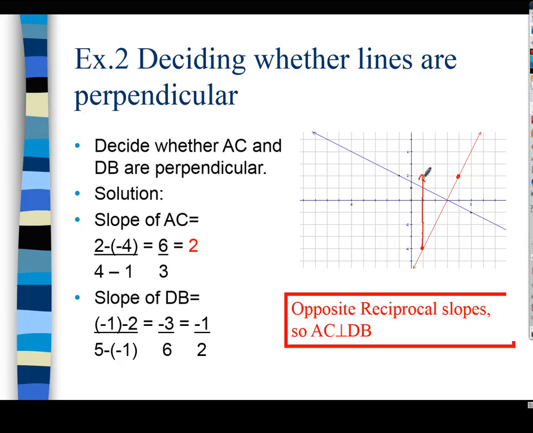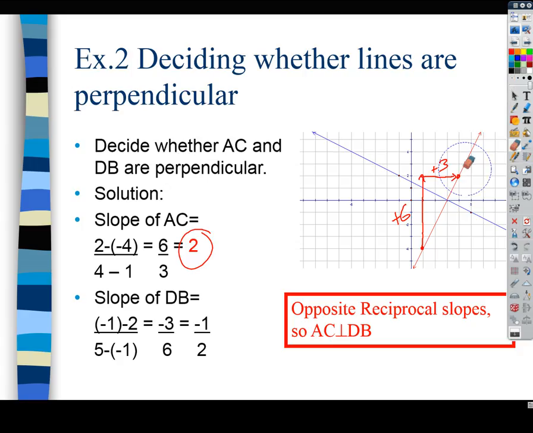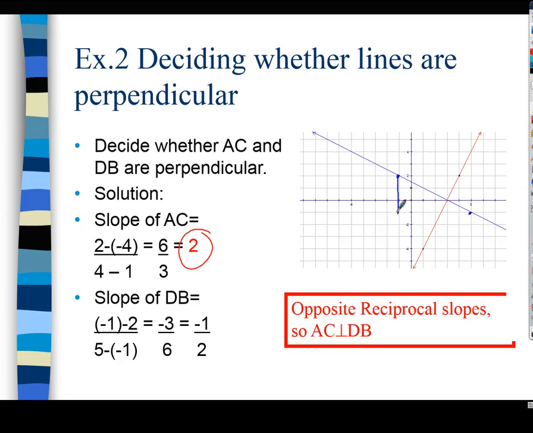So what's my rise here? It looks like I'm going up by 6. So I get +6 over +3, right? Rise over run. 6 over 3 is 2. If I calculate the slope of the blue line, looks like we're using points there and there, and I'm gonna go down by 3, so -3 over +6. So -3/6 is -1/2. Okay, so how could we tell, are those opposite reciprocals?